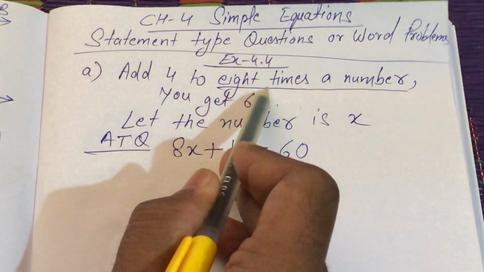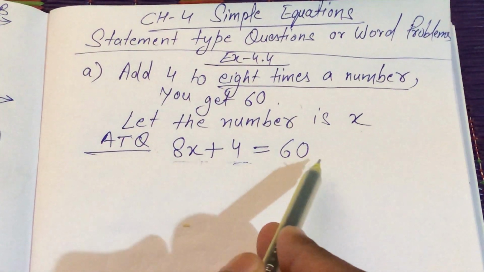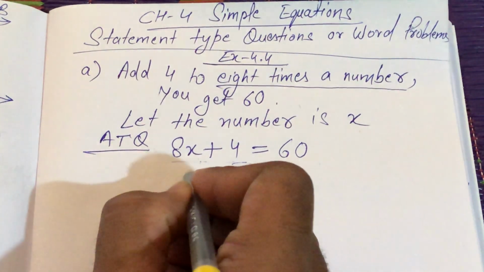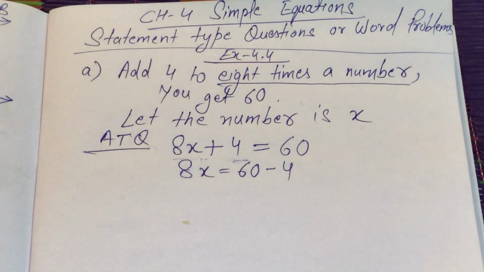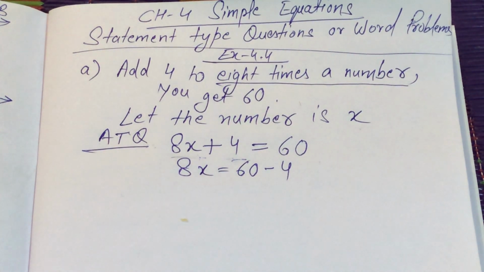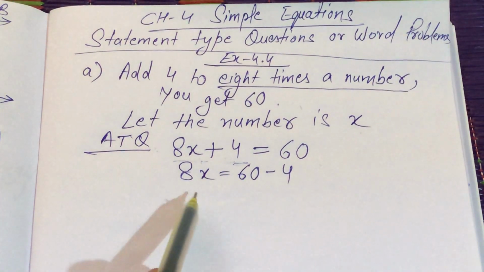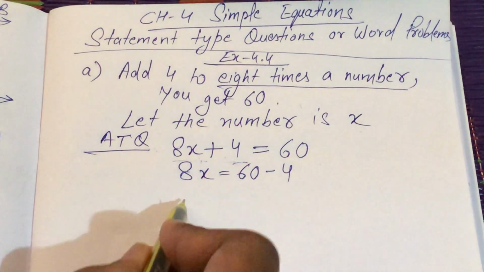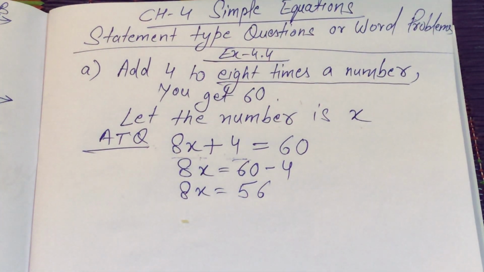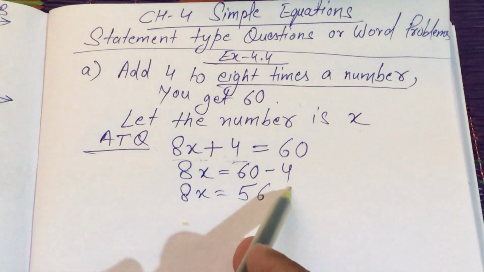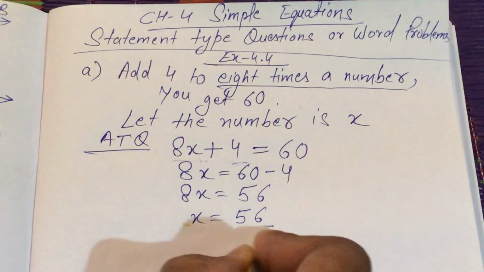Add 4 to 8 times a number, you will get 60. So 8x equals how much? 60 minus 4. Now we are solving the equation. This 4 is in addition, it will go to the right side as subtraction. 8x equals 60 minus 4. So 8x will be equal to 56. 60 minus 4 is 56. So now x will be equal to 56 divided by 8.